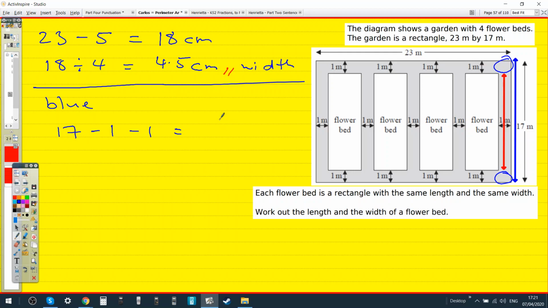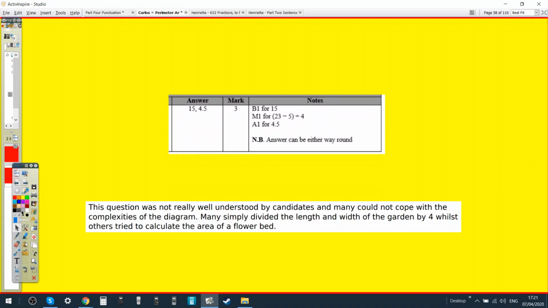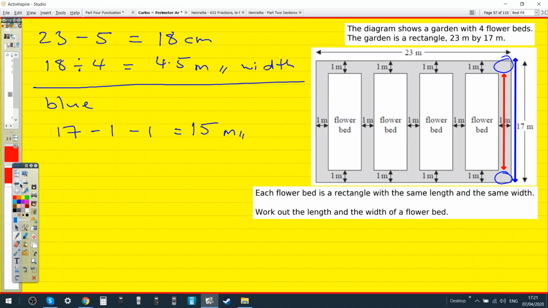So what is the length? The length is 15 centimeters. 15 meters. Oh, it's centimeters, you're right. That's it. And so, do we have to divide this one by 4 as well? No, because it's just 1. The other one was all 4. So 4.5 and 15. Well done.